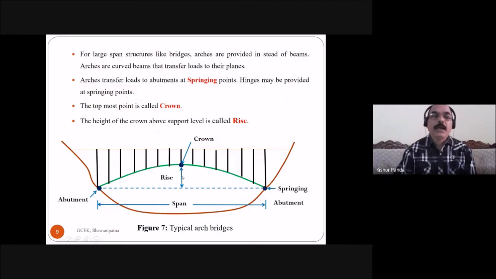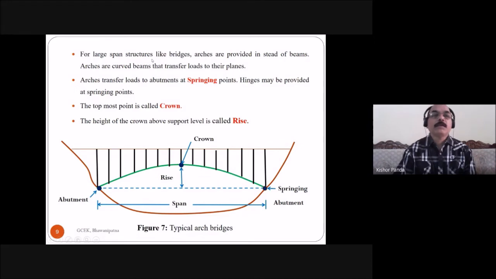Through this point, the load is transferred to the abutments, and this is called the rise. The height of the crown above support level is called the rise, because this is the support level of the arch. This is the support, this is another support, and this is the horizontal line. From this horizontal line to the crown, this height is called the rise.